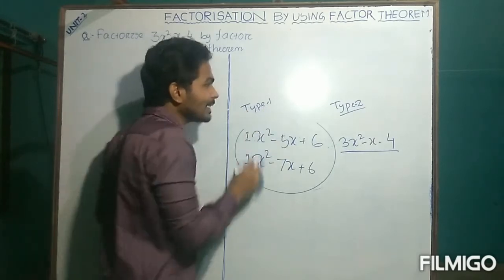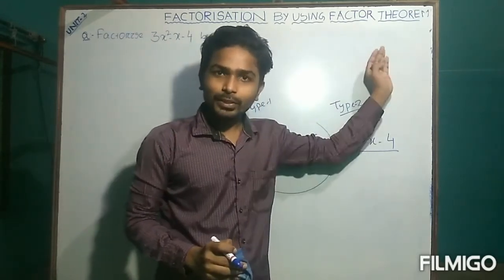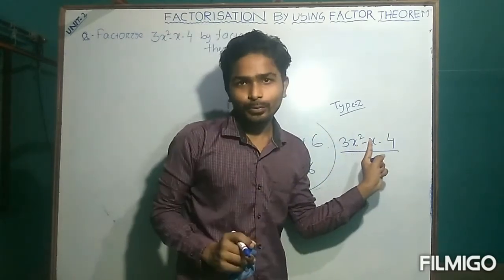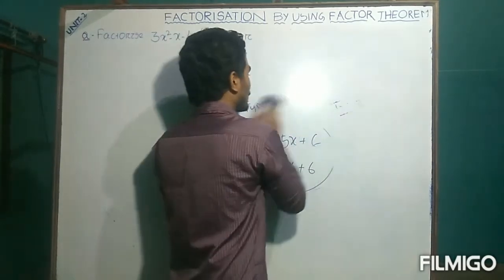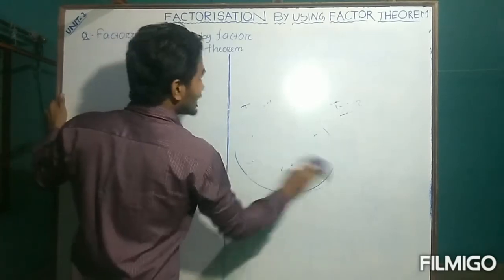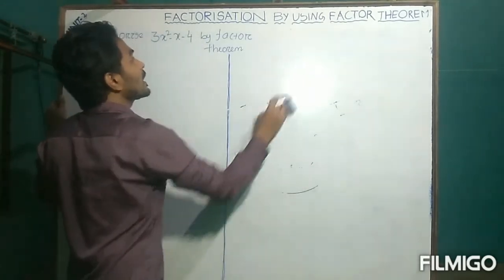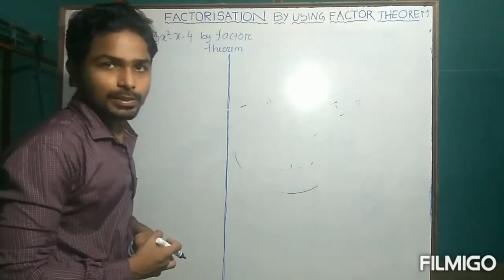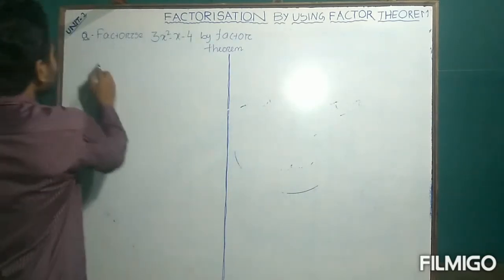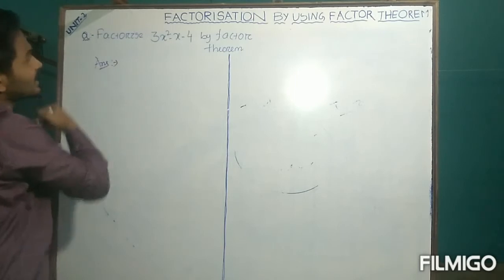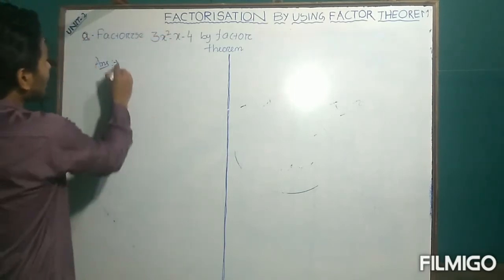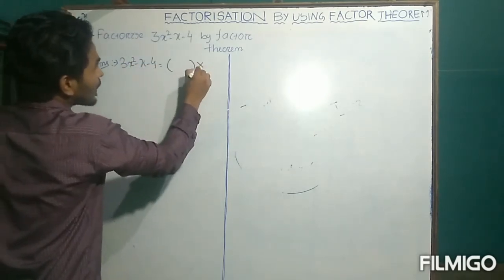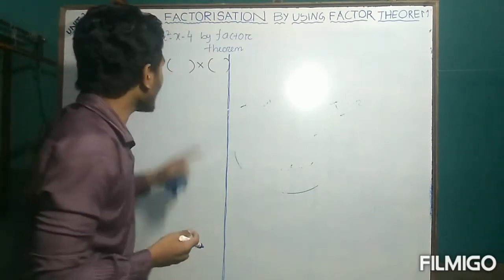And one thing you should keep in mind, all factorization using the factor theorem proceeds with the same procedure. But there is a little bit of difference for type 2. Let's start. So let us factorize 3x square minus x minus 4 using the factor theorem. We will factorize this quadratic polynomial. Since we have to factorize this, that means we have to convert 3x square minus x minus 4 into the product of two linear polynomials. Are you getting my point?